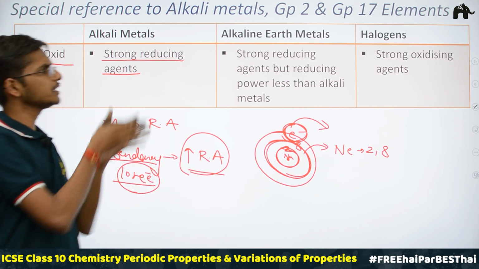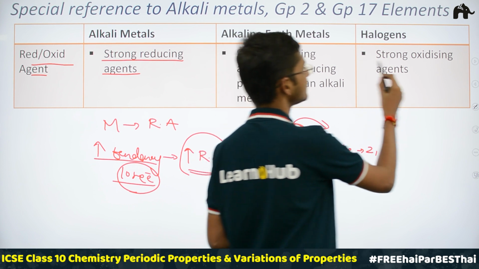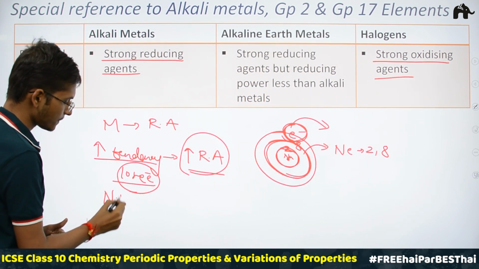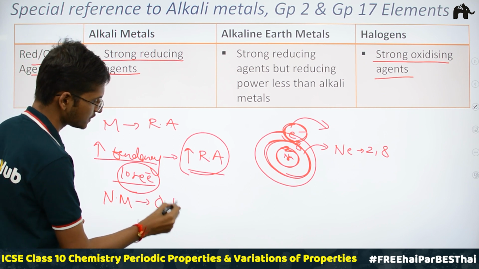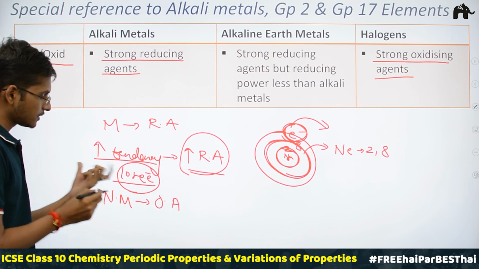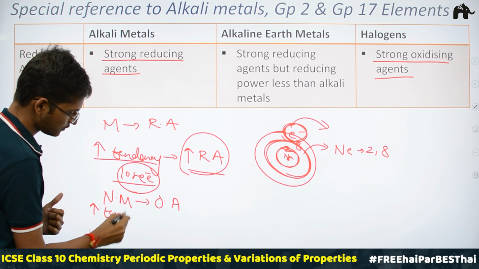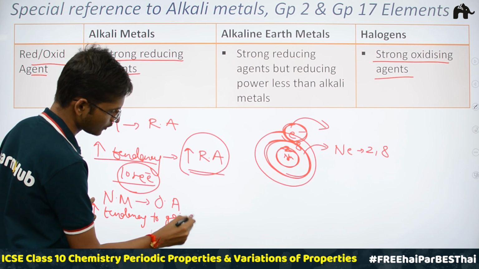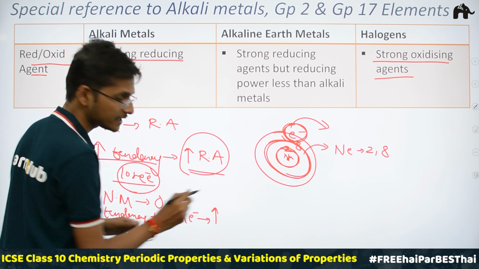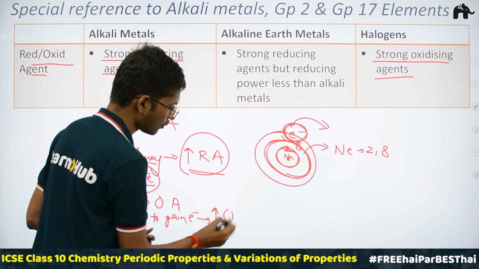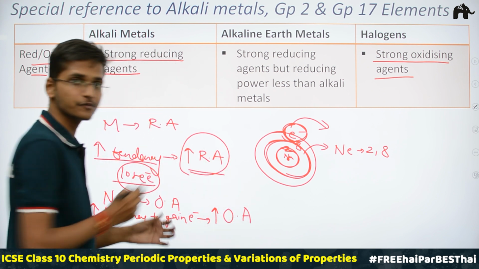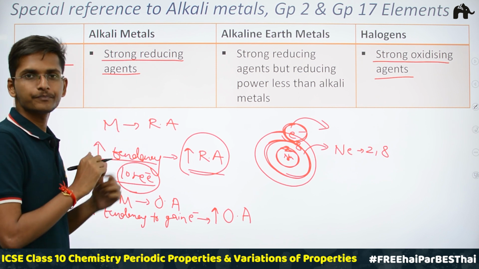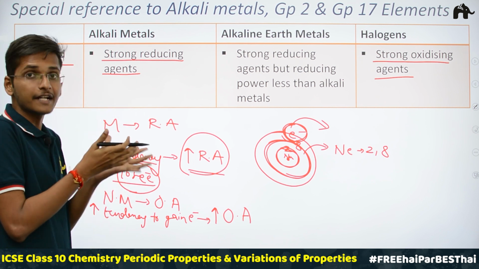Similarly, halogens are strong oxidizing agents. Why? We have already studied that non-metals behave as oxidizing agents, correct? And the more the tendency to gain the electron, the stronger is the oxidizing agent. This part we have studied already. Now in case of halogens, they have a very high tendency to gain electrons.